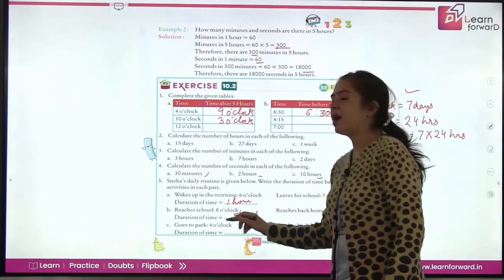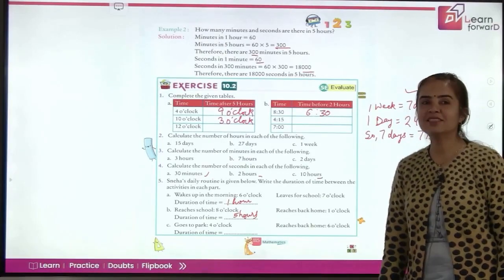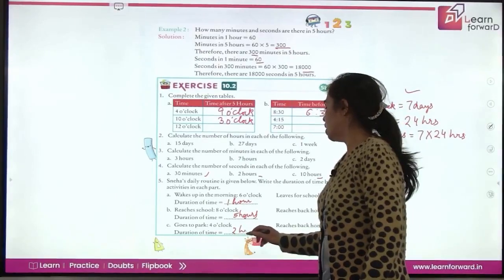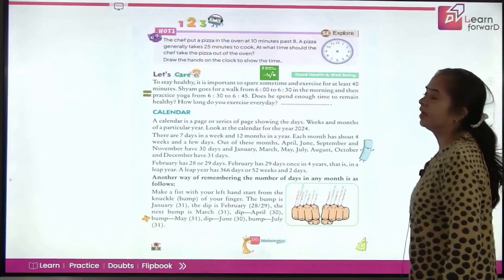She goes to the park at 4 o'clock and she comes back home at 6 o'clock. Tell me the answer. Yes, that is a duration of just 2 hours, children. Perfect answer. Now, let's move ahead to the higher order thinking question.